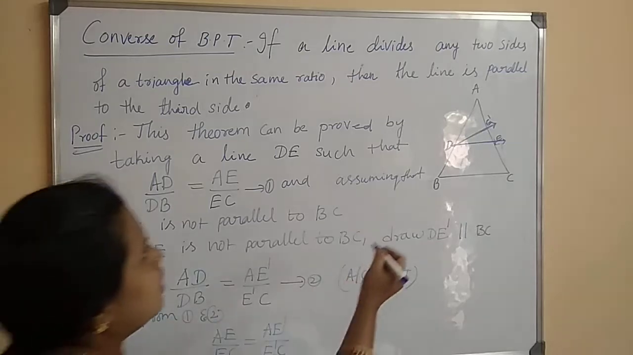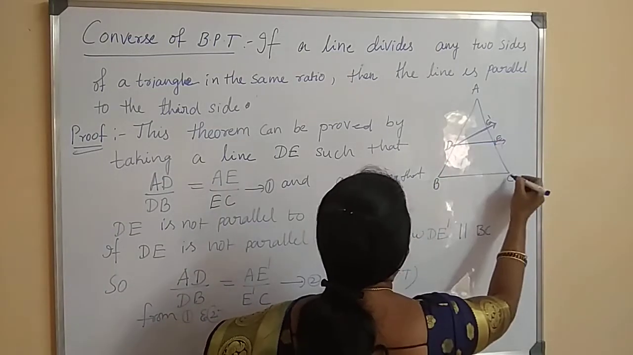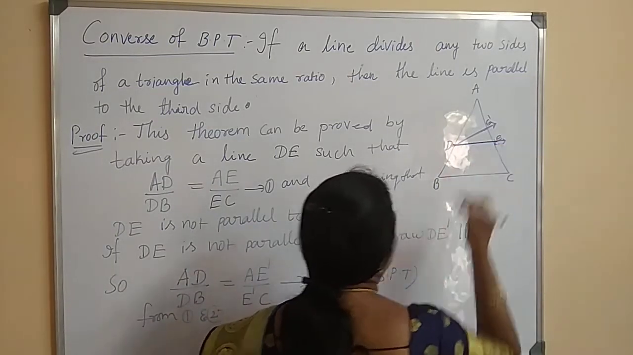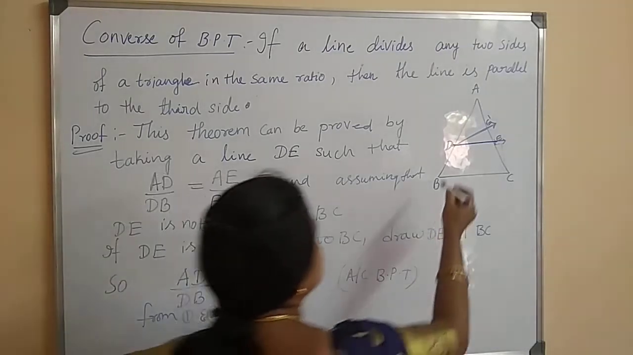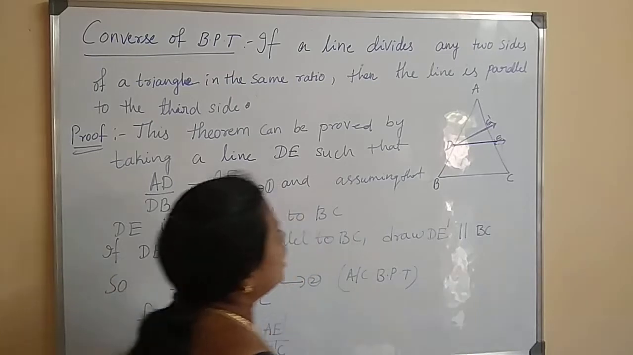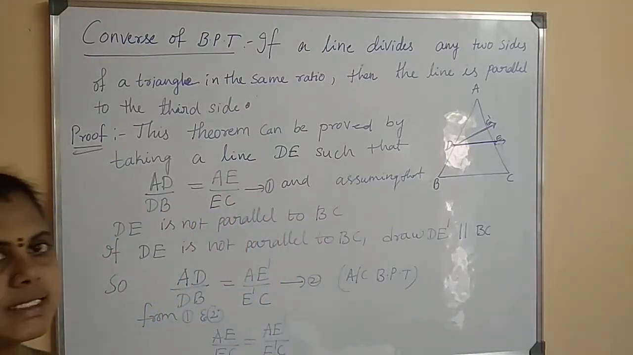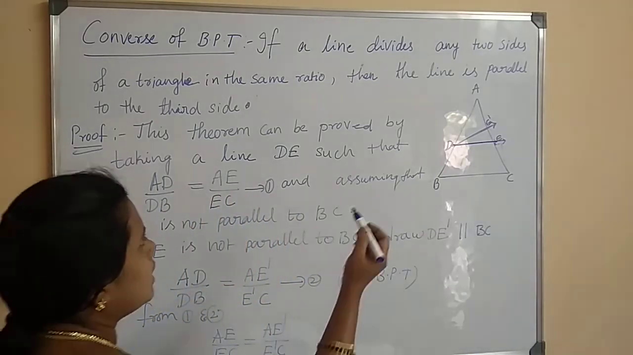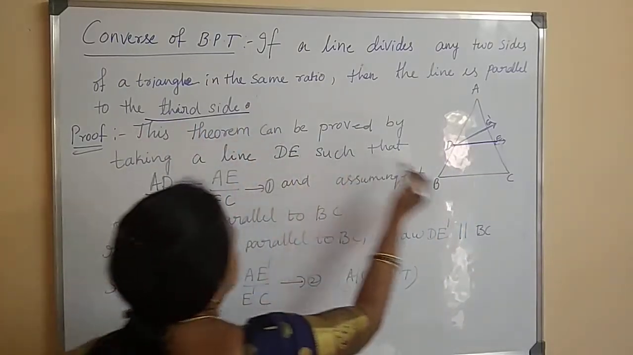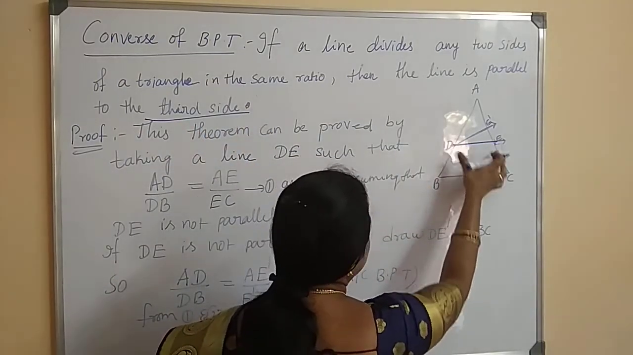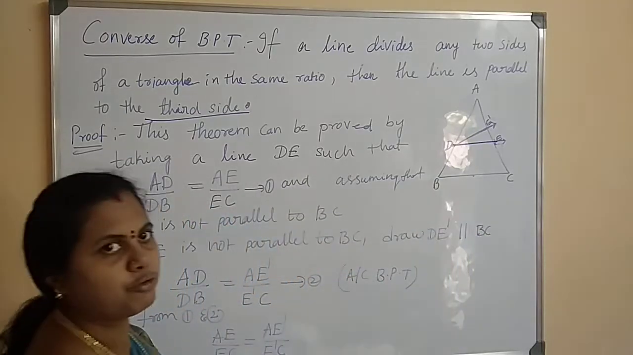Take a triangle ABC. In this, if you draw a line that divides the other two sides in the same proportion or same ratio, then that line is parallel to the third side. These are two sides, and this is the third side. That we have to prove.